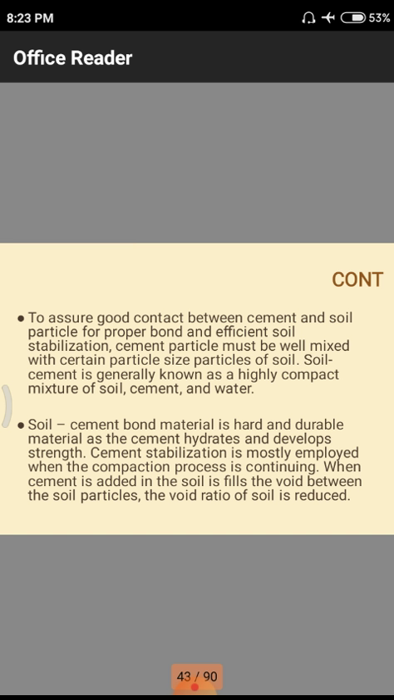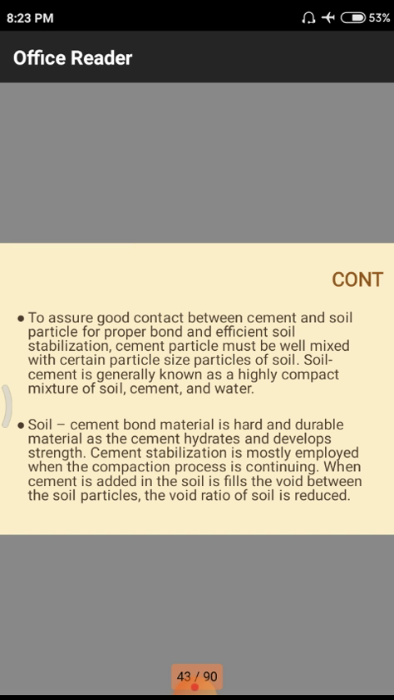Next one, soil cement bond material is a hard and durable material. Hard means automatically it has good compressive strength. Next one is durable. Durable means it will bear a huge amount of atmospheric challenges like wind, water and other temperature effects. That means if any substance works against those three conditions, automatically it has durable properties. That means the material has durability against those three conditions.